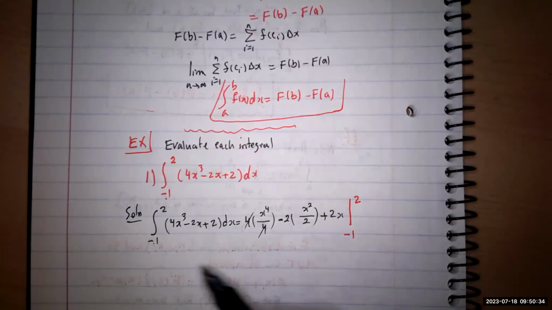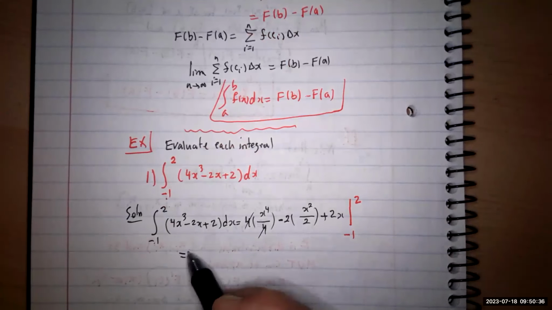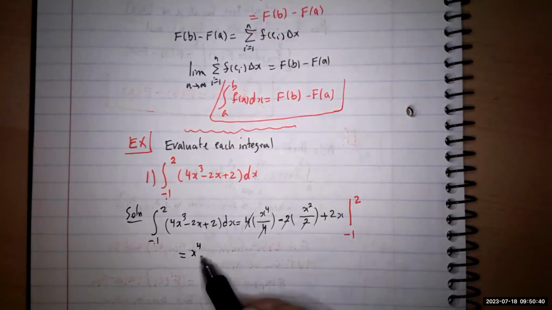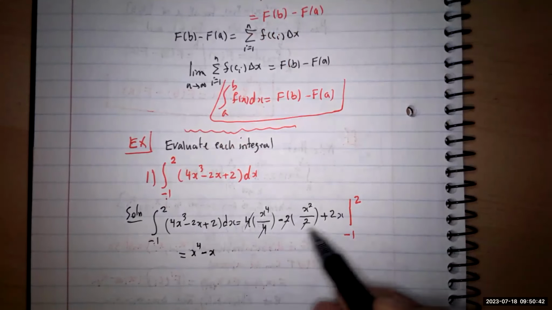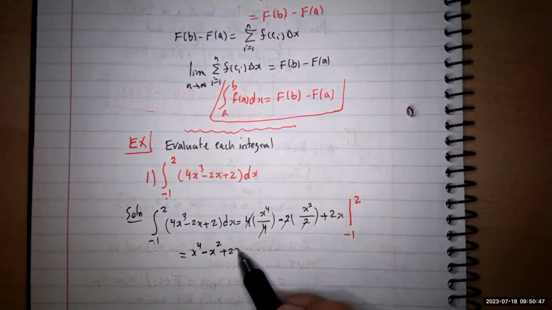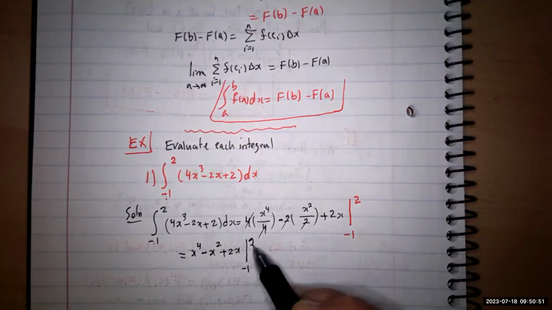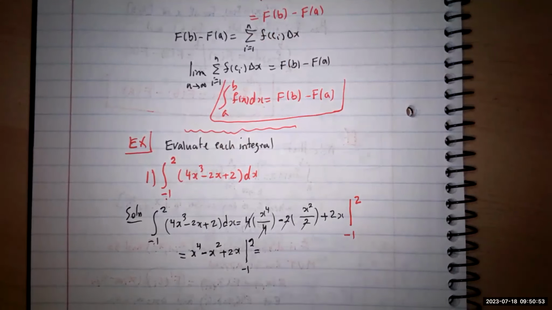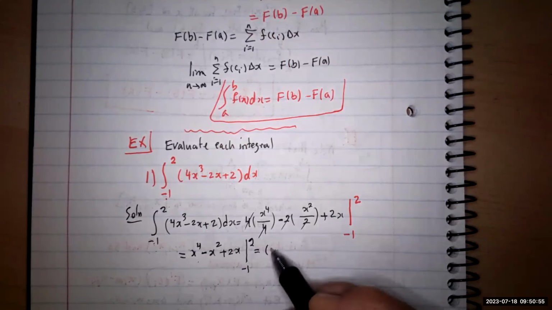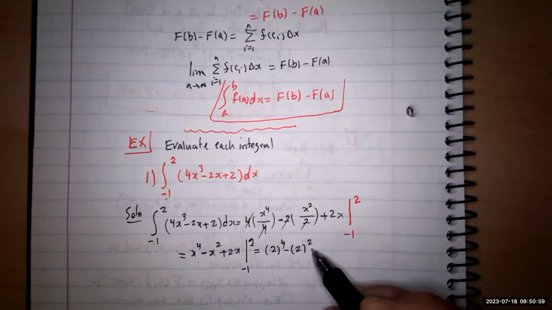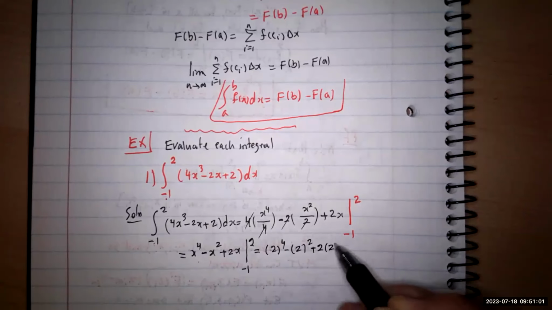So these two would cancel out. We get x to the 4. These two would cancel out. We get negative x squared. And this would be just a 2x, to be evaluated from -1 to 2. Carefully substitute. 2 first. 2 to the 4th minus 2 squared plus 2 times 2. That's the first part.